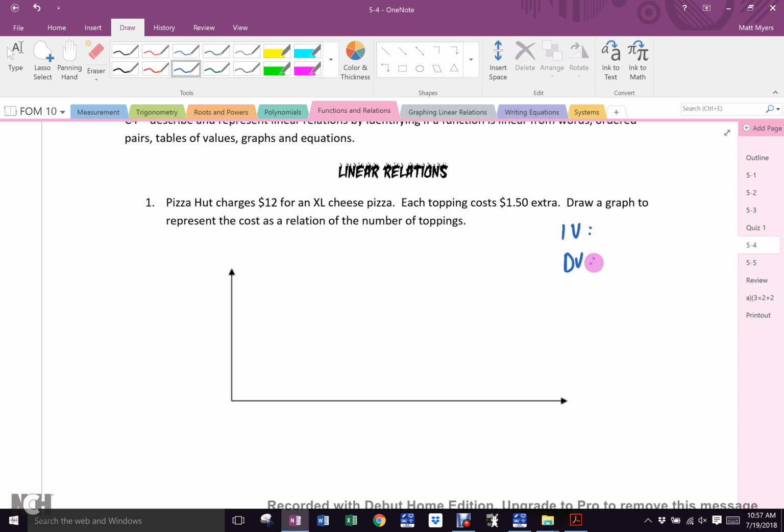The dependent is the toppings? But I'm relating the cost to the toppings. So what is it? Toppings are independent. Absolutely. And cost is there. So, 1, 2, 3, 4. That's more than enough.